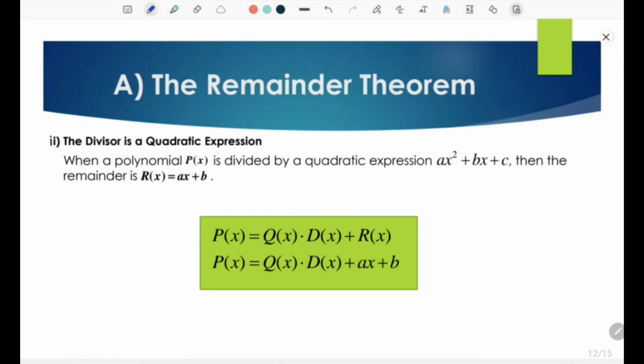We're still discussing the remainder theorems. But now let's look at the situation when the divisor is a quadratic expression. When a polynomial p(x) is divided by a quadratic expression ax squared plus bx plus c, then the remainder is r(x) equal to ax plus b. Therefore, you can have p(x) equal to q(x) times d(x) plus r(x). For r(x) here, it must be ax plus b, since d(x), which is the divisor, is a quadratic expression.